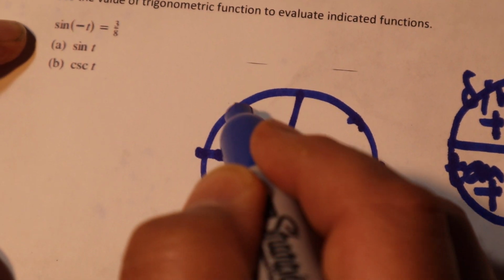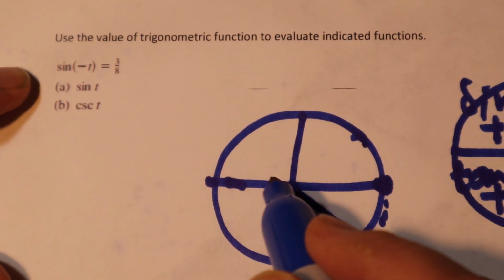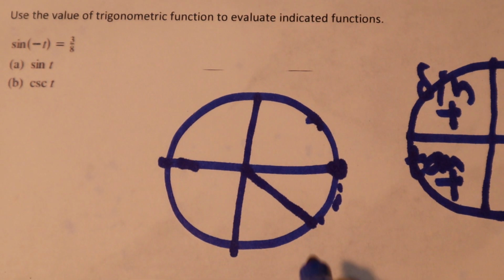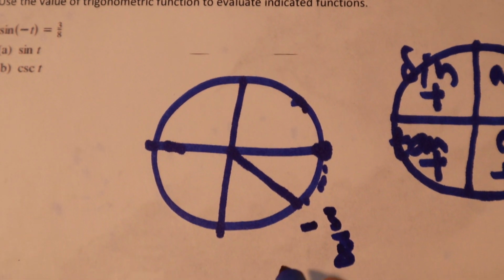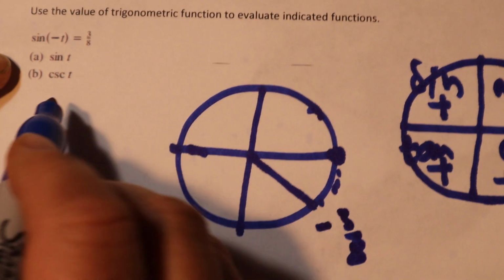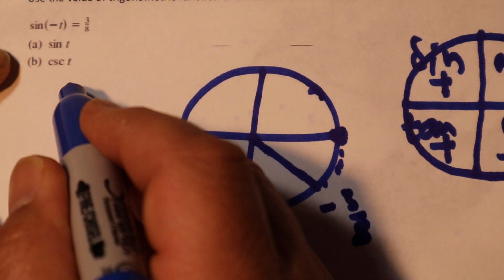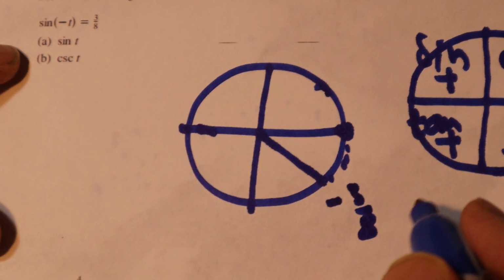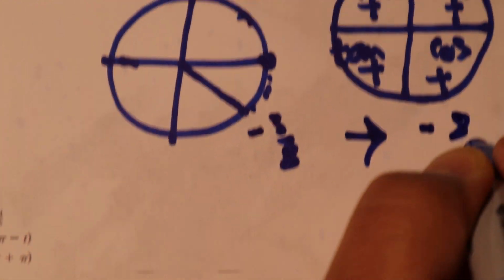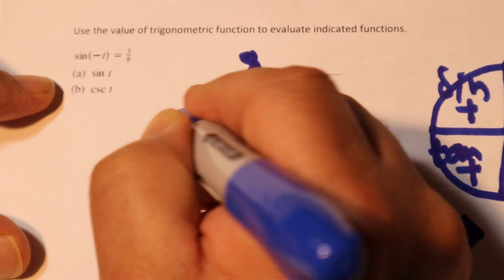So our angle must be in this quarter to be positive. So sine of t in this quarter will be negative 3 over 8, but in here it will be positive 3 over 8, of course. And for cosecant, all you have to do is take the reciprocal, because cosecant is the inverse of sine. So the inverse of negative 3 over 8 will be negative 8 over 3, and in here it will be positive 8 over 3 for cosecant t.